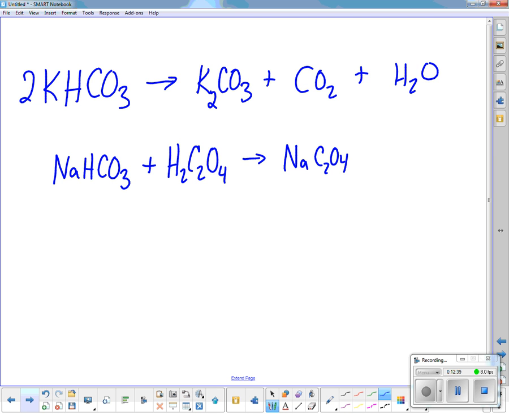Sodium is a +1, oxalate is a, it says right here what? -2, so how many of each do I need? 2 sodiums. Okay, plus carbon dioxide, plus water. Okay, what type of reaction is this? What did I tell you about earlier?